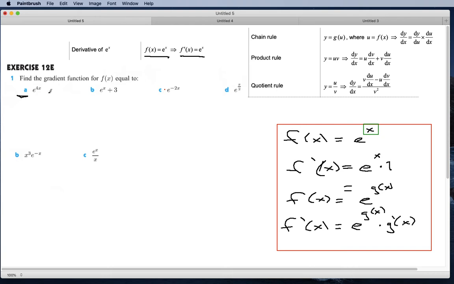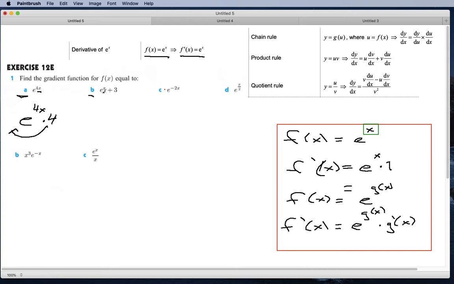This is from the Hayes book. If I have e to the 4x, when I derive this I get e to the 4x. I don't change the 4x, but then I chain that onto the derivative of 4x, which is just 4. So we're done. Most likely you'll put this 4 back in front because it looks a bit better. Okay, so let's try B.